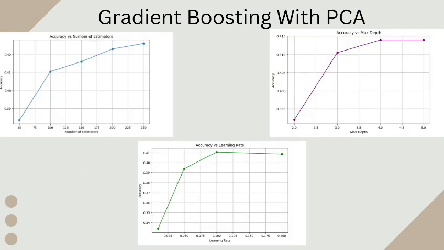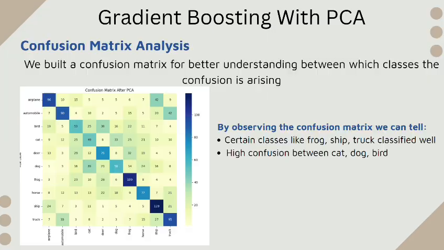We got some experimental results on how the accuracy changes with 3 different hyperparameters as shown in these graphs. Confusion matrix analysis shows good classification for classes like frog, sheep, and truck, while high confusion was observed between similar classes like cat and dog.